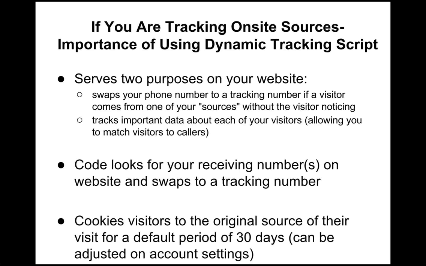So it's swapping the phone number if people are coming through your advertising channels. It won't change the phone number if someone comes through a source that you're not tracking with your tracking numbers. And it's also tracking important information about your website visitors, like where they're coming from and which pages they're viewing. That's important because as those people make phone calls, we can then tell you the exact history and activity that person had on your website.